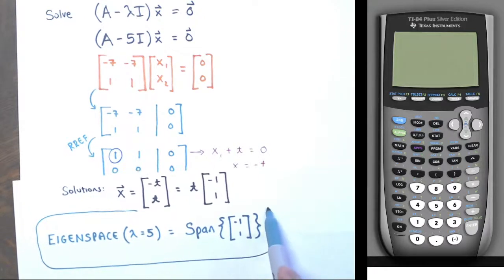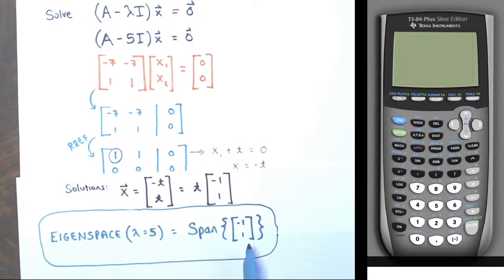So here I have the eigenspace, and its dimension would be 1. This particular vector space would have dimension 1, because obviously this set with this one vector would be a basis for it. This can change. Not every eigenspace has a dimension of 1, as we'll see hopefully later in the video.